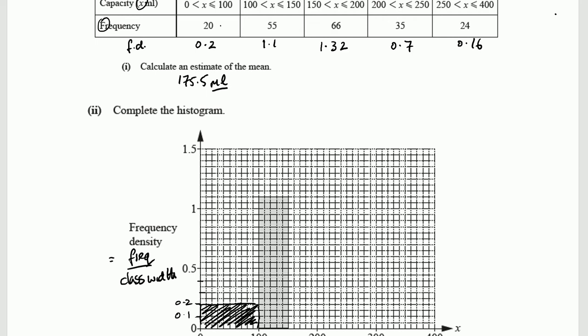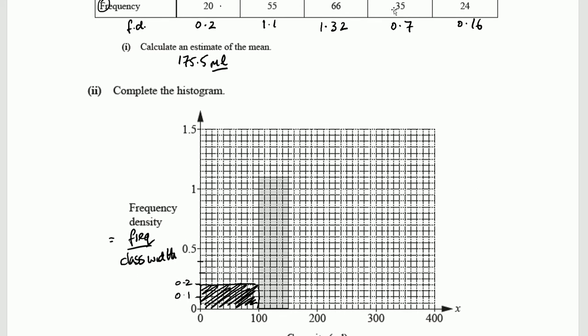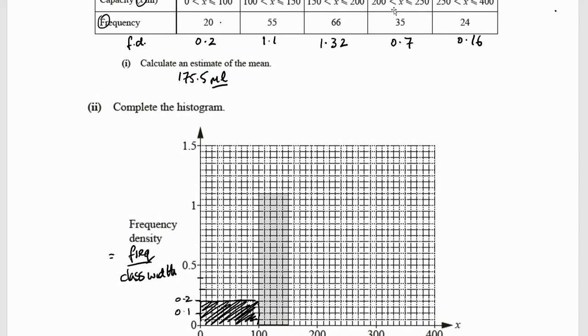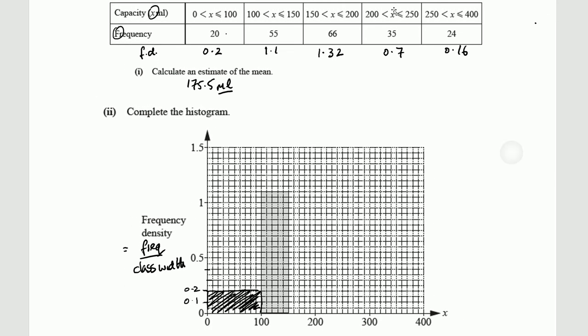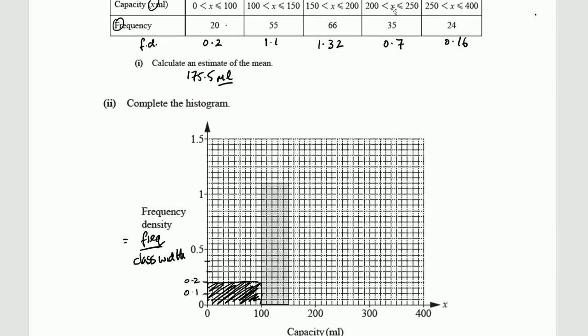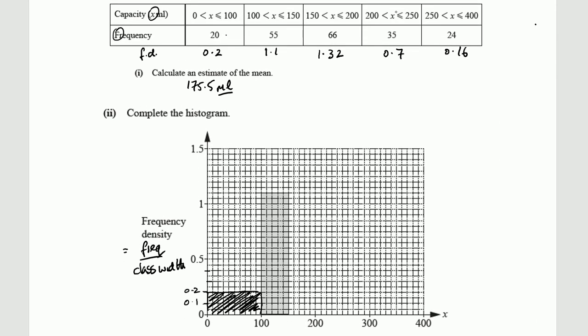Now they've drawn the next one for me. Let's double check that it makes sense. 100 to 150. Yeah, that's what they've done. Let me just shrink this a little bit so we can see everything. There we go. So 100 to 150 on the bottom, and I reckon it should go up to 1.1, which is what they've done over there. That's 1.1, the top of their bar. So that makes sense. Let's keep on going.